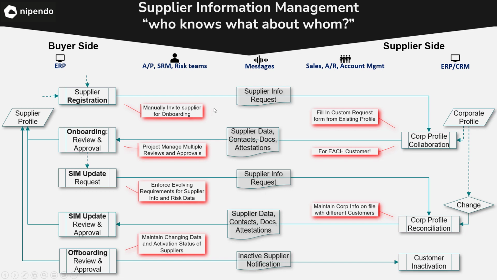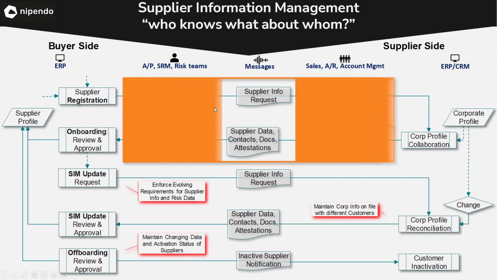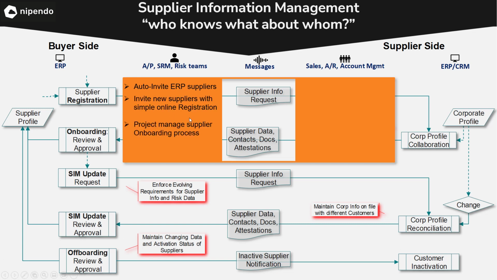So the last thing is that if you overlay where Nipendo comes in, we bring in our bots to help with automation of different things: the auto invite of ERP suppliers, inviting new suppliers with simple online registration forms, project managing the supplier onboarding process, and finally defining various governance and compliance rules.